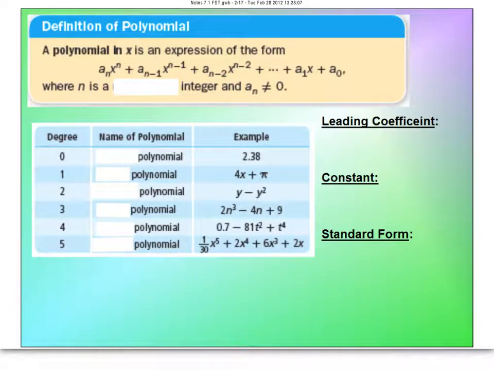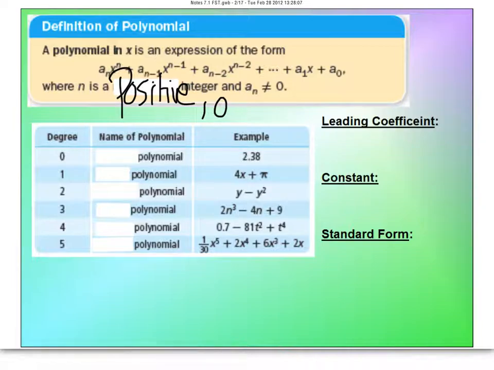So the definition of a polynomial is an expression that's in this format, where really what's going to change is the little exponent. And here they have n, n minus 1, n minus 2, where n is a positive integer, and it can include the number 0.